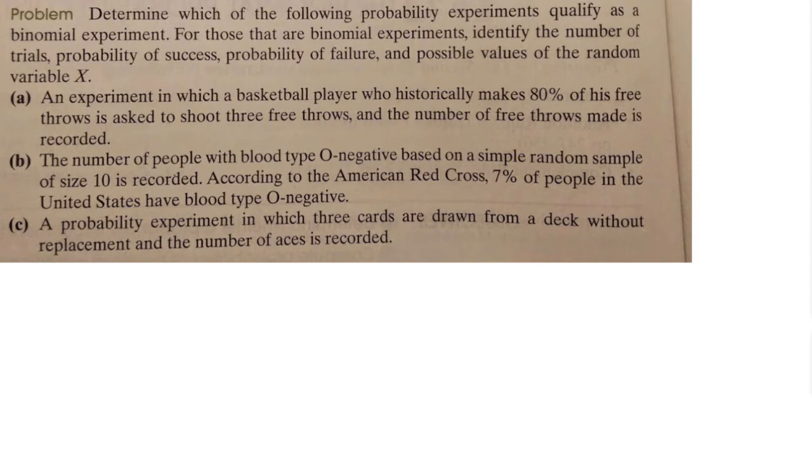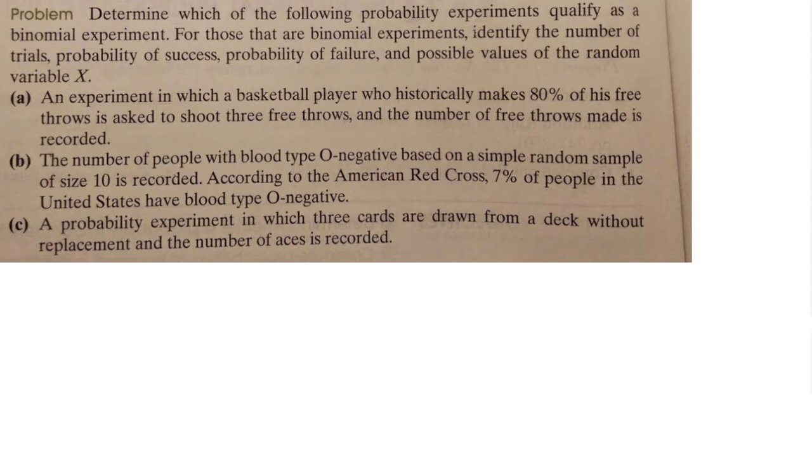We have an experiment in which a basketball player who historically makes 80% of his free throws is asked to shoot 3 free throws, and the number of free throws made is recorded. So we need to check our properties. Is there a fixed number of trials? Well, he's making 3 free throws, so there's a fixed number of trials. For this experiment, n equals 3.